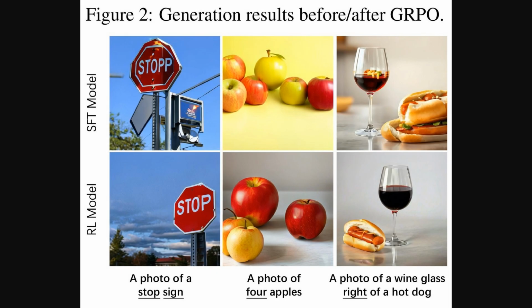We mentioned earlier that they use different training stages, including supervised fine-tuning and reinforcement learning. Well, Figure 2 here shows the difference that final RL step makes. The top row is the model after just SFT, and the bottom row is after RL training using GRPO. You can see clear improvements. The RL model correctly spells stop on the sign, it generates the right number of apples, 4 instead of 5, and it understands the spatial relationship, placing the wine glass next to the hot dog instead of putting the hot dog in the glass. So this RL stage really boosts the model's ability to follow the prompt accurately.